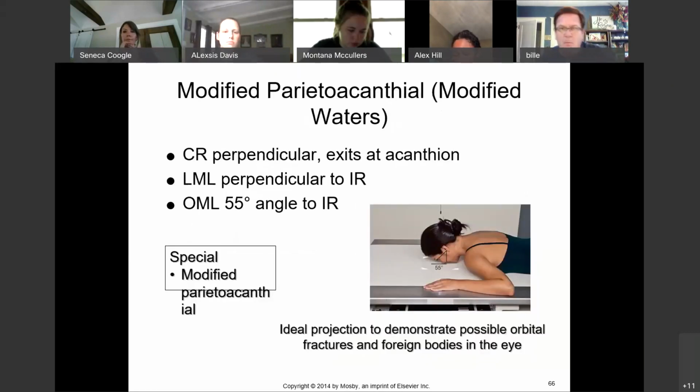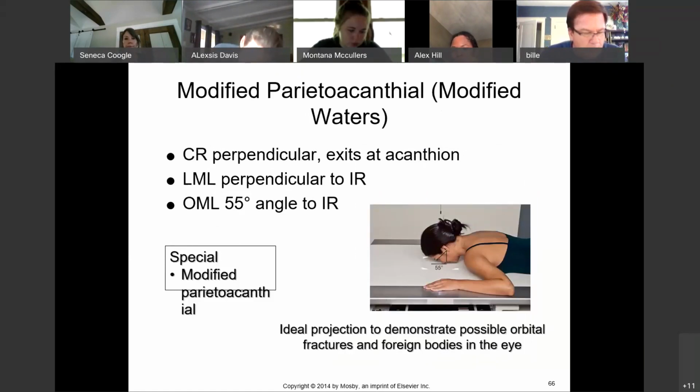Here's a modified Waters. With some people, you're just not going to be able to get their MML perpendicular how you need it, and so this is going to help with that if your patient just cannot do what you're asking them to do. Also, it's good to demonstrate possible orbital fractures and any type of foreign body.